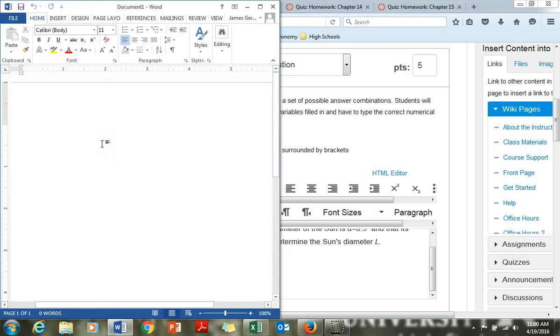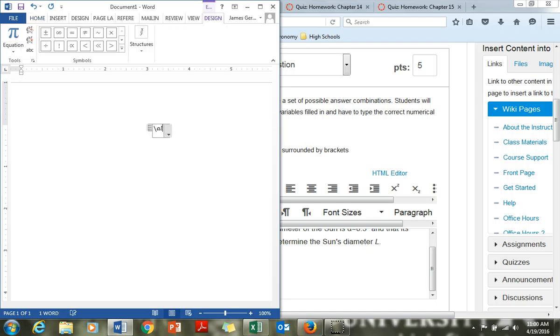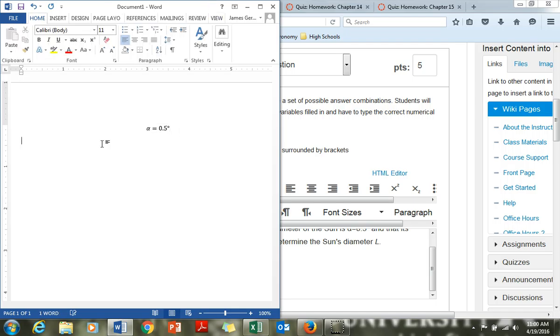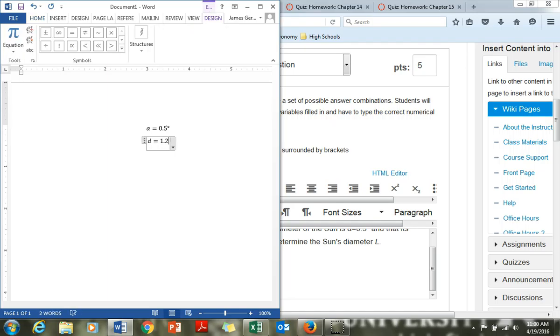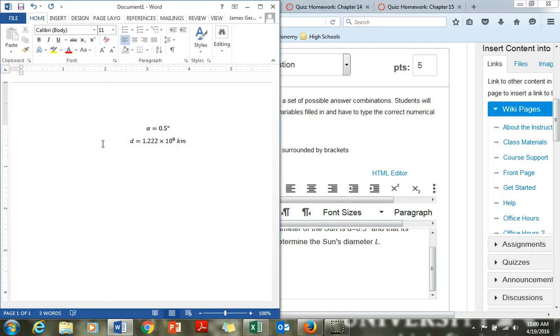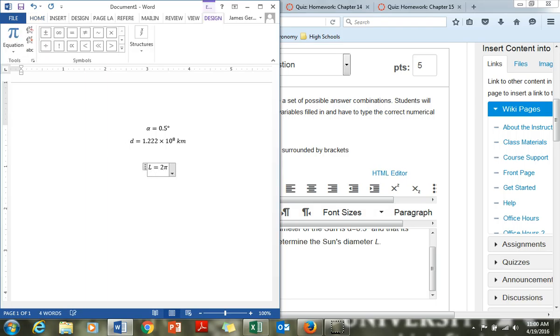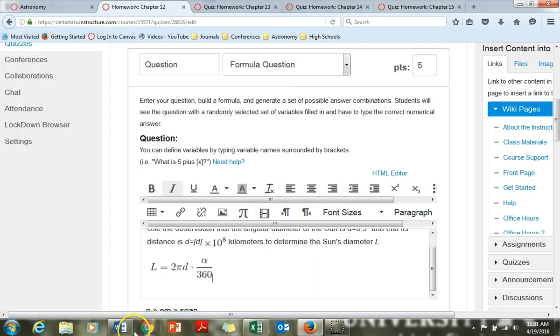So on this one, we have the angle is 0.5 degrees, right? In the version that we had, and we have L is 2 pi d times alpha over 360.